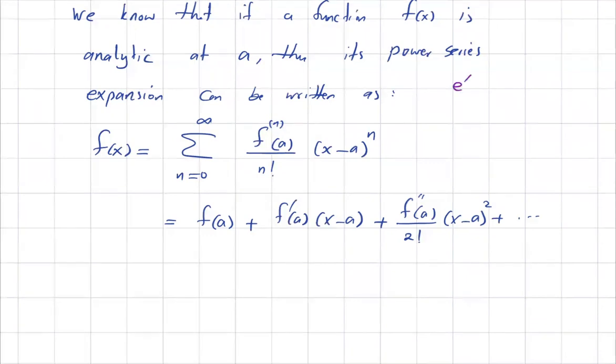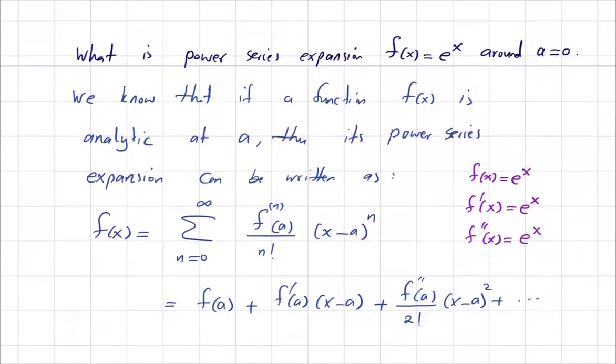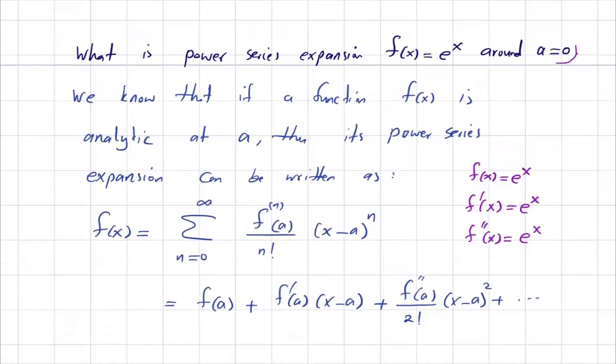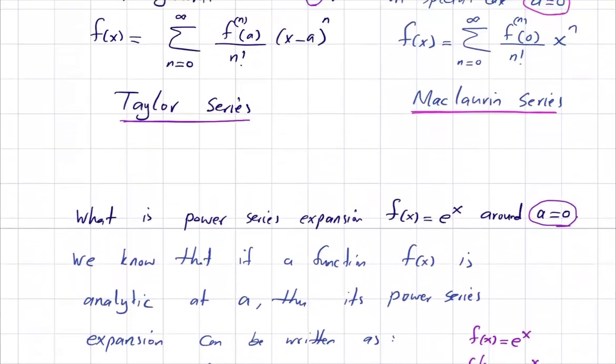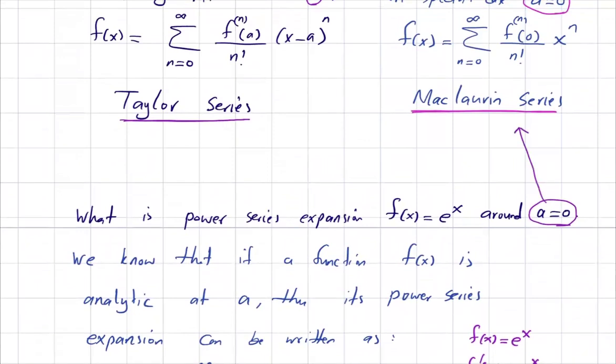e to the x is your function. f of x is e to the x. f prime of x is just e to the x. It repeats itself. This is a special case function that if you take the nth derivative of it, it's always equal to the function itself. But since the question says, find the power series expansion around 0, we are using the Maclaurin series.